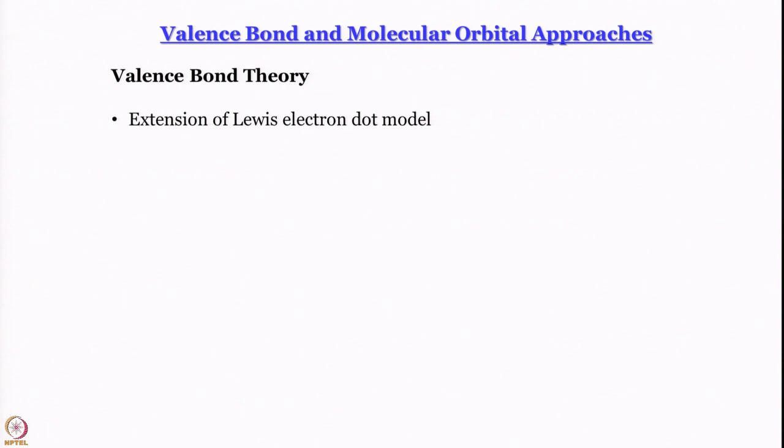Valence bond theory translates this very simplistic model of Lewis, G.N. Lewis, into the language of quantum mechanics, that is all. So it is very simple to understand, and it relies completely on overlap of atomic orbitals and sharing of electron pairs. As I said, it is just a translation of Lewis theory into quantum mechanical language.